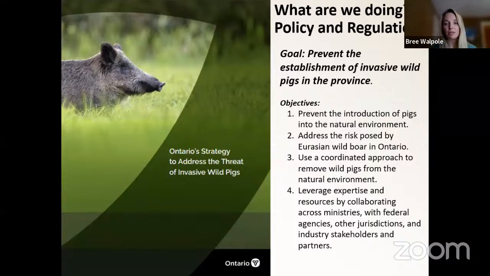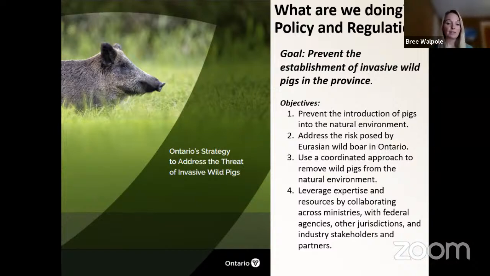Okay, and so we haven't only been taking action from a management and research perspective, but we've also been taking action from a policy and regulatory perspective. So most recently in the fall, we finalized Ontario's strategy to address the threat of invasive wild pigs. And in this strategy, the government committed to the goal of preventing the establishment of invasive wild pigs in the province. And so that's really good. So that's taking a proactive approach to get ahead of the wild pig problem.